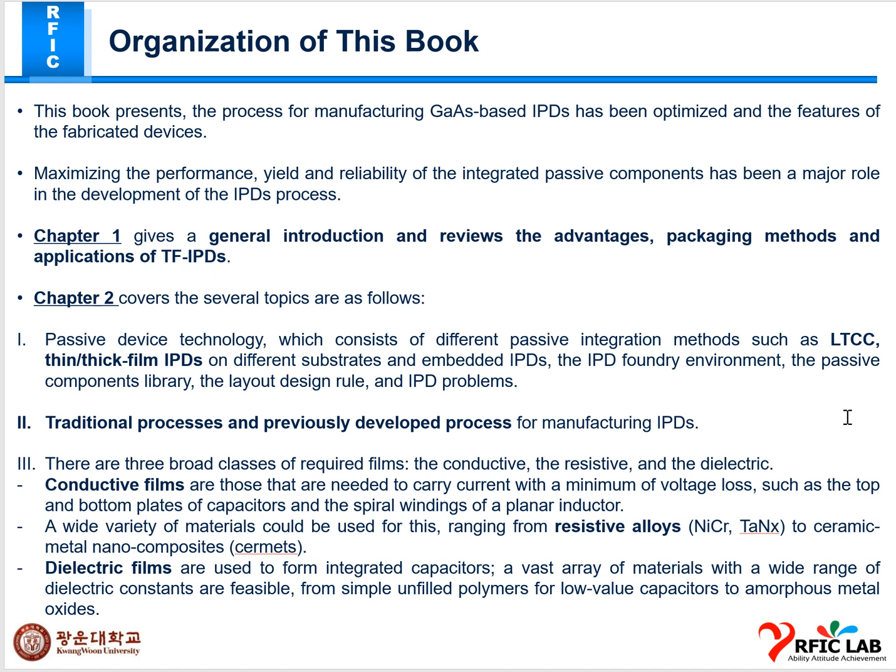Conductive films are needed to carry current with minimum voltage loss, and bottom plates of capacitors and spiral winding of a planar inductor, and a wide variety of materials could be used, which range from resistive and ceramic metal, non-composite, and dielectric film uses for integrated capacitors. A vast array of materials with a wide range of dielectric constants are feasible, simple unfilled polymers, low value capacitor metal oxides.